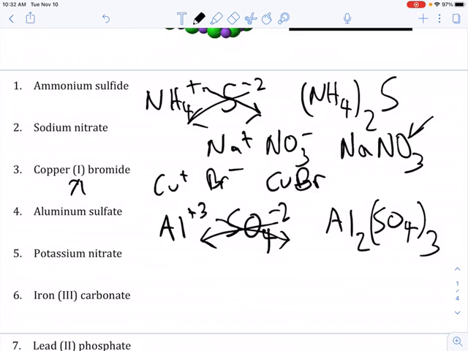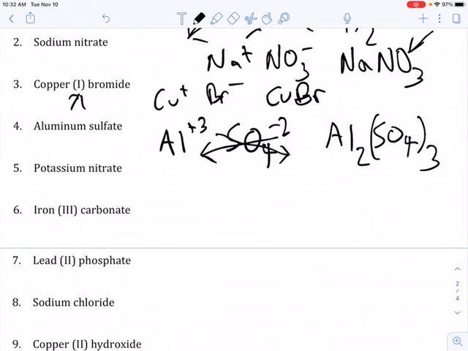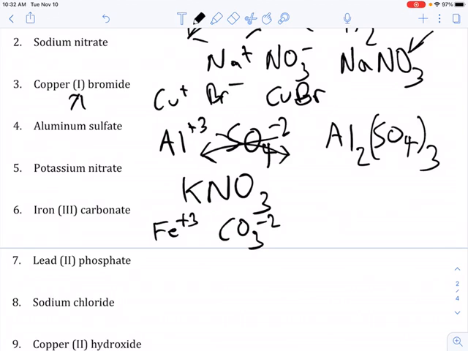All right, moving down the list. Potassium nitrate. Potassium is +1, nitrate is NO3-, so it's going to be KNO3. Iron 3 carbonate. Again, the 3 is the charge on the iron. The iron is +3. Carbonate, we should memorize, it's always CO3 -2. When I crisscross here, I'm going to end up with a 2 on the iron and a 3 on the carbonate. So parentheses around that carbonate, and then a 3 there. Okay, that's iron 3 carbonate, which would have a different formula, by the way, than iron 2 carbonate, which is why we need those Roman numerals.